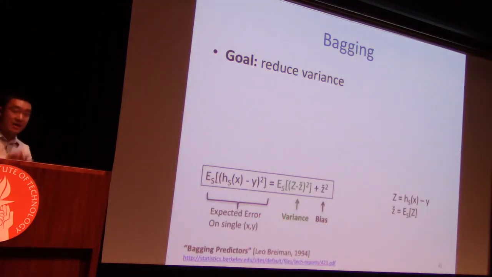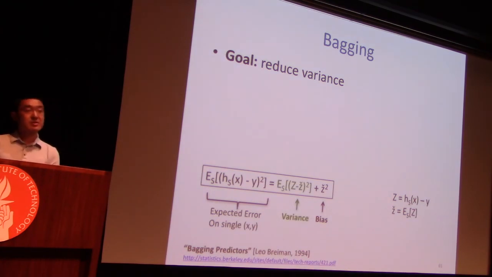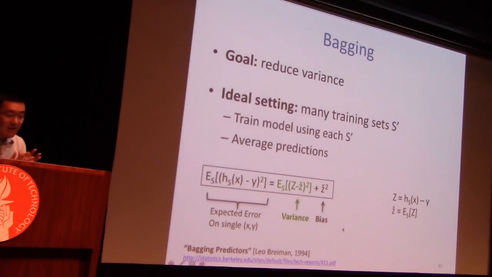So that's where bagging comes in. The goal of bagging is to reduce the variance of high variance model classes, such as decision trees. So here's the bias variance trade-off, and here it's just the expected error on a single test example. And it decomposes into this bias term and a variance term, or just that definition.